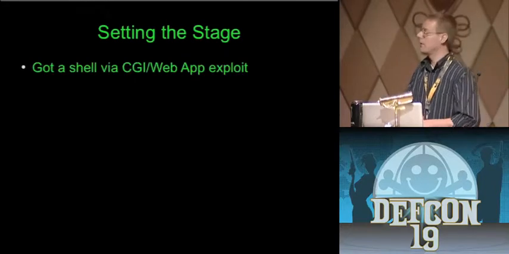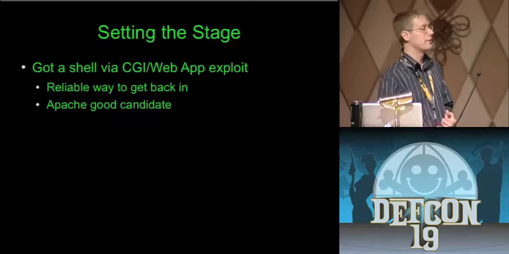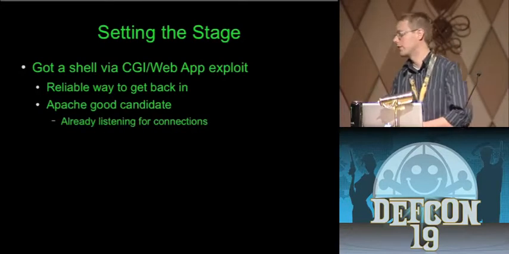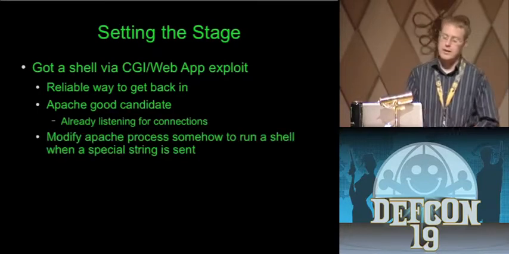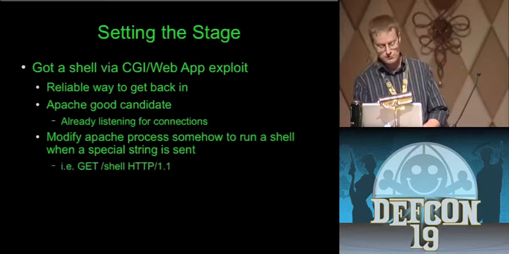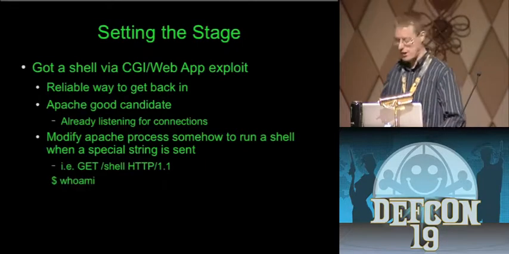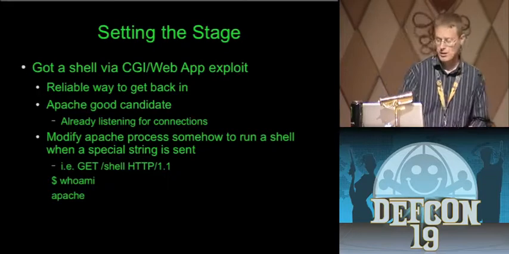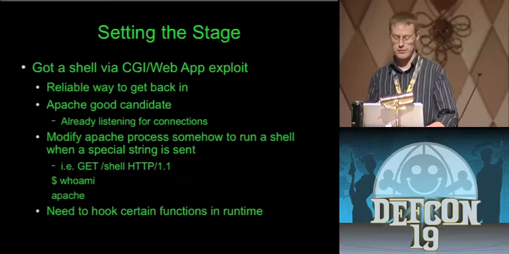To set the stage, I've got a shell via a CGI web application exploit, and I need a reliable way to get back in. Apache is a really good candidate to target because it's already listening for connections. It's already got its front door open saying, come right on in. My end goal is to modify the Apache process to run a shell when a special string is sent. So when I send it GET /shell HTTP/1.1, it's going to drop me into a shell. If I run the whoami command, it's going to say apache. In order to accomplish that end goal, I need to hook certain functions at runtime. And there are certain techniques to getting your shellcode stored and run.